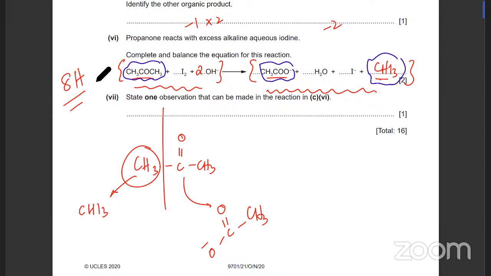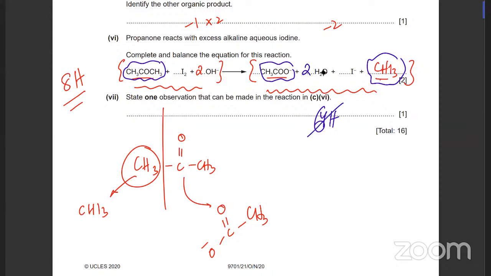So I've got 8 hydrogens on the left side and I've got how many hydrogens? 4 hydrogens on this side, right? Is it 4? That's 3 plus 2, 5. I've got 6 hydrogens. So what I need to do now is I need to have 2 more hydrogens. So I'll make this 2 water molecules.